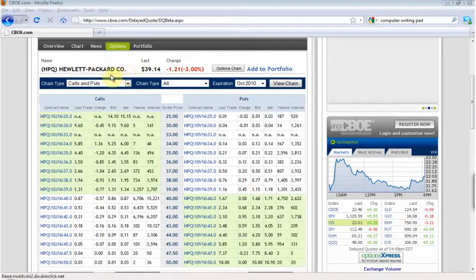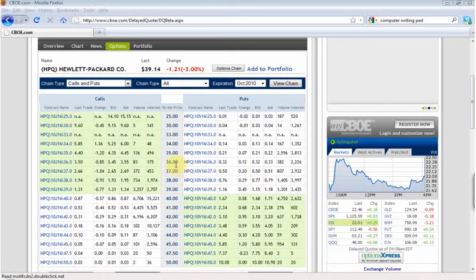In front of me I've opened HP, which is currently trading at $39.14, and this is what an option chain looks like right now. This is the option chain which is expiring in October. These are various strike prices. These are different headings, which for the sake of simplicity I would like you to focus on this column over here.